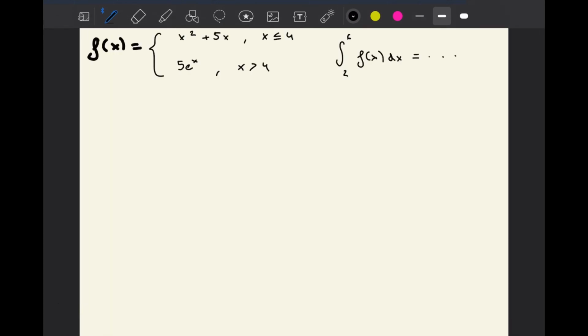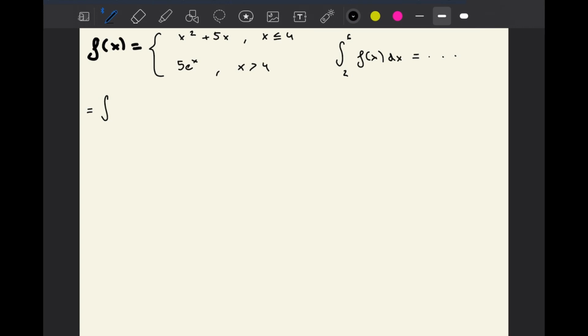Alright, so our first example is going to be when f of x is equal to x squared plus 5x when x is less than or equal to 4, and it's equal to 5 times e to the power of x when x is greater than 4. And we want to find the definite integral for f of x in between 2 and 6. Alright, so to start off, let's quickly rewrite this as a sum of integrals.